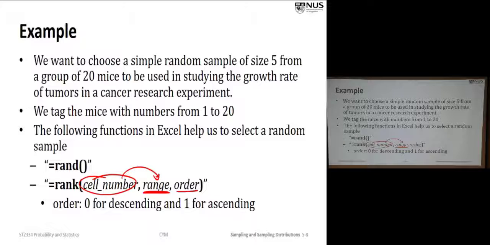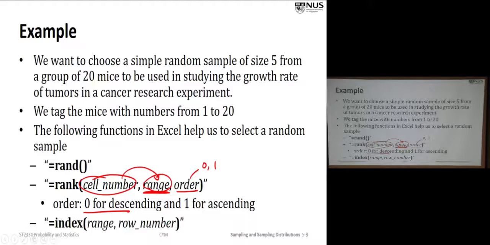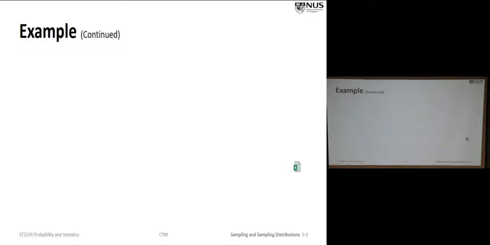And then this is either 0 or 1. If the third argument is 0, you arrange the values in this range in descending order. And 1 is ascending order. Then one more, index: you specify the range and then the row number. All right, how to use it?